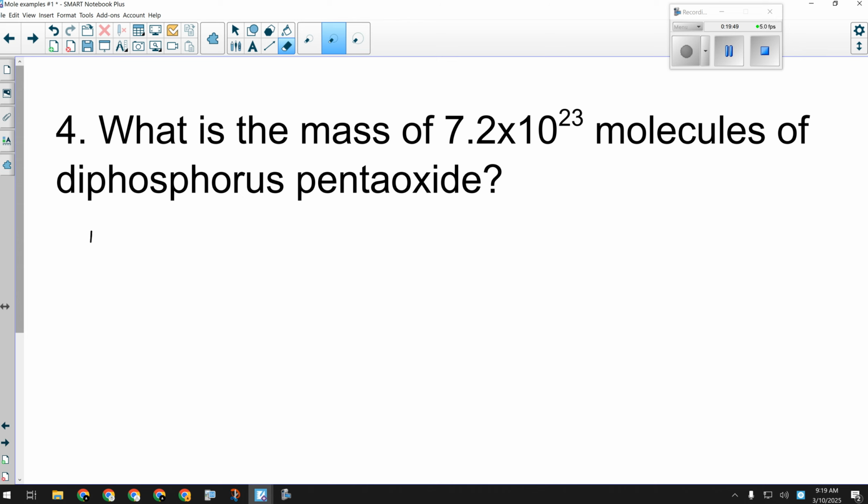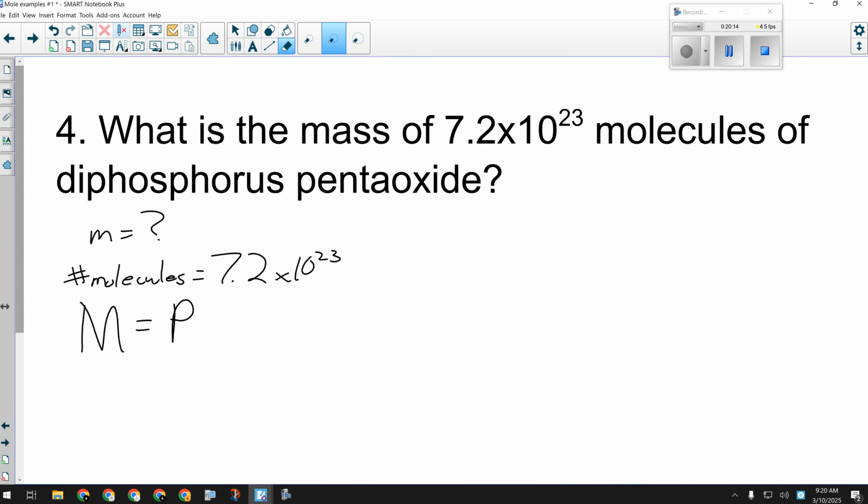What is the mass? Okay, mass is little m, so I'm looking for that. They give me the number of molecules here, 7.2 times 10 to the 23. And they tell me that it is diphosphorus pentaoxide, P2O5. Okay, and that's all they give me.